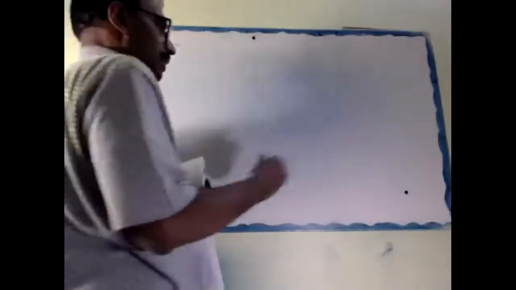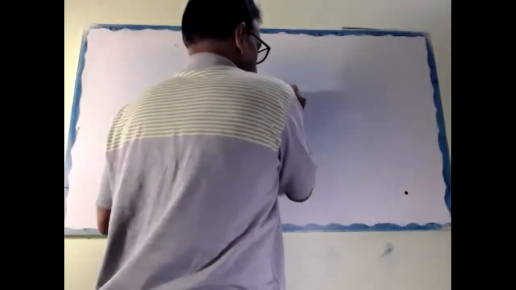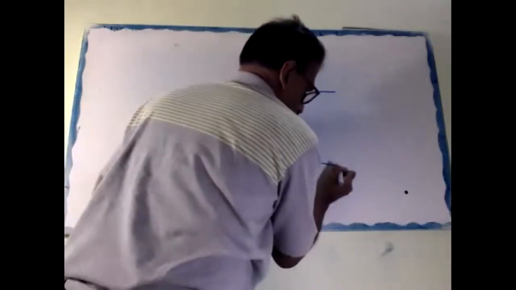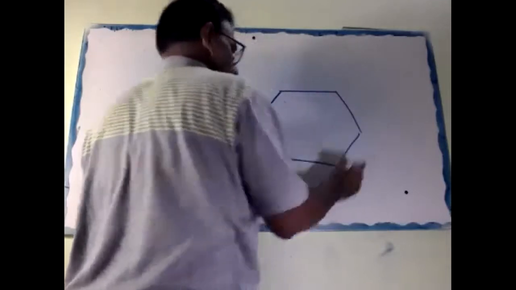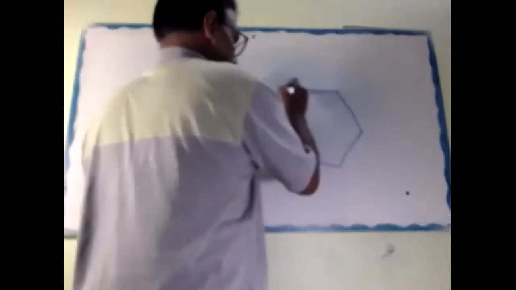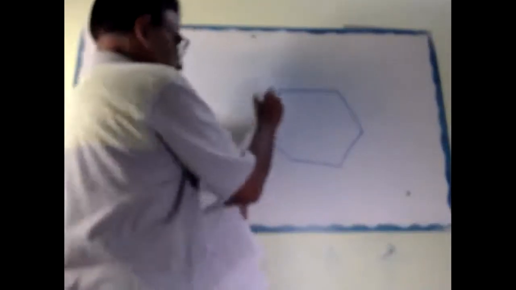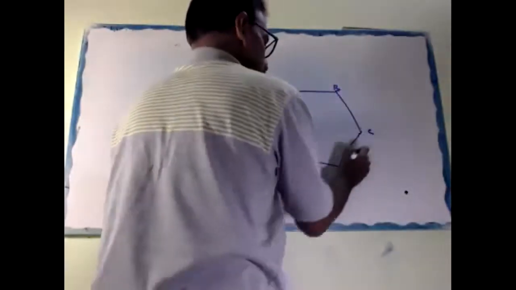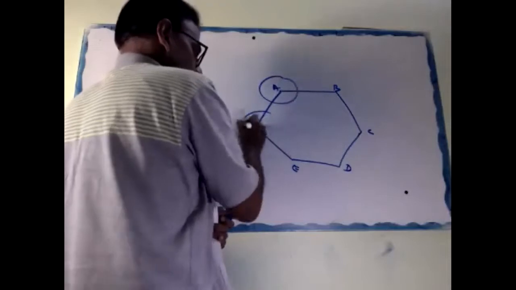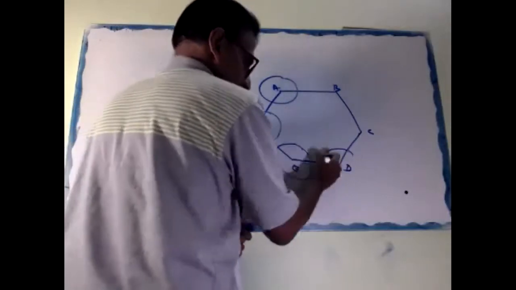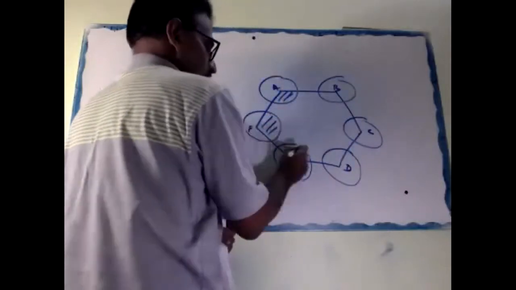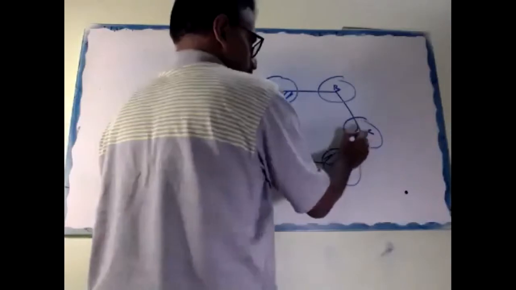Okay. Look at here. You can draw better. Okay, it's not correct. You make a nice figure. Okay. Here, A, B, C, D, E, F. One circle. Okay, this area.